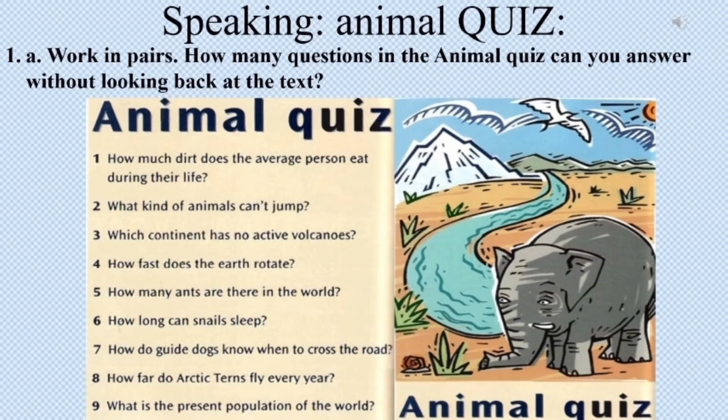Now look at the animal quiz on the screen. You'll see a list of 9 questions. Work in pairs and see how many you can answer without looking back at the text. Try to guess. It doesn't matter if it's wrong. You have about 5 minutes. Talk with your partner and write down your guesses.